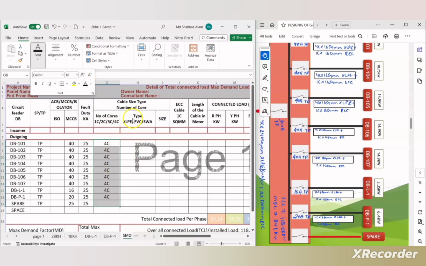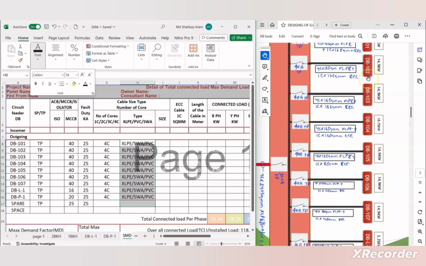Now, type. What is the type of the cable? It is PVC, XLPE, SWA wire. It's not a single core. It is 4-core XLPE, PVC, copper core, and SWA armored cable. So we will write that one: XLPE, SWA, PVC cable.